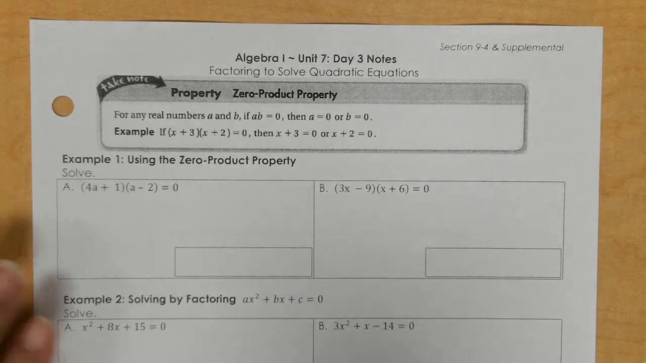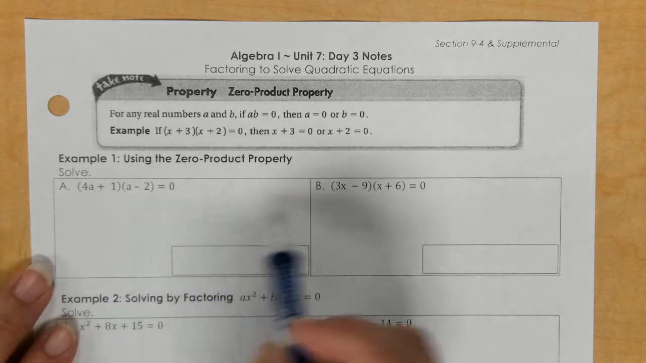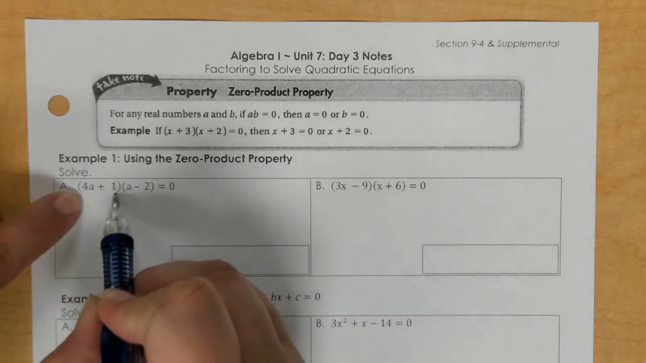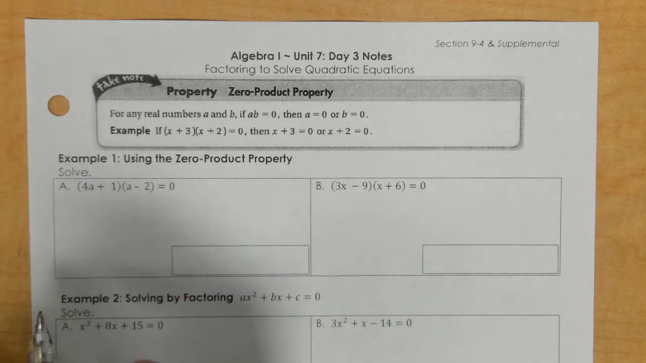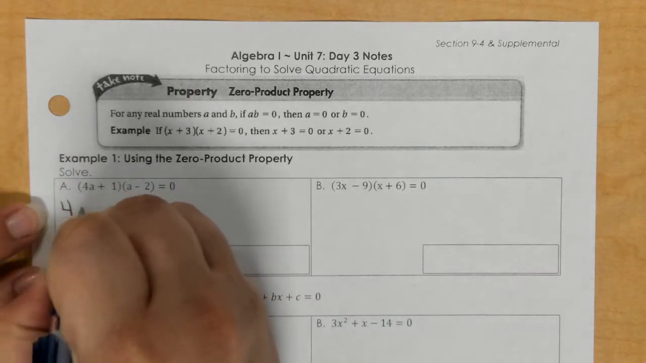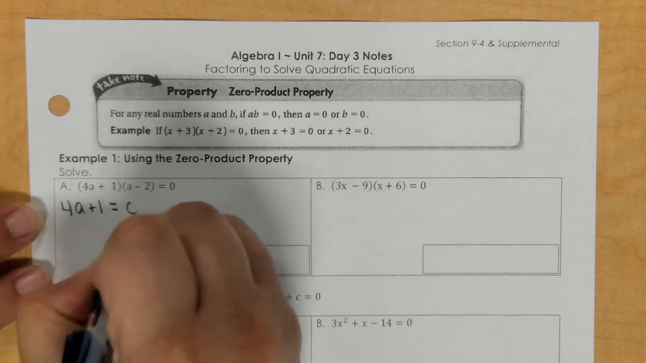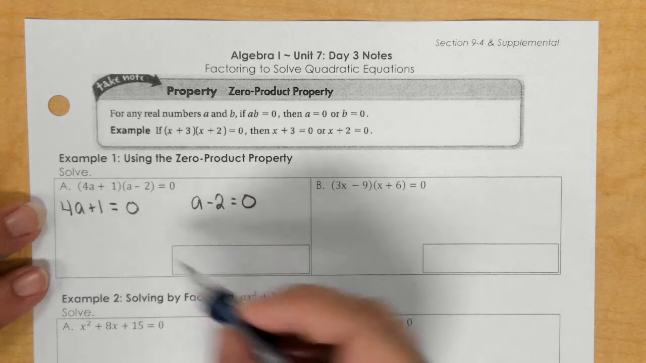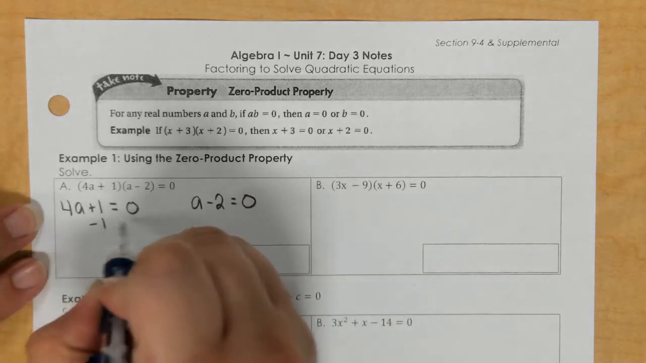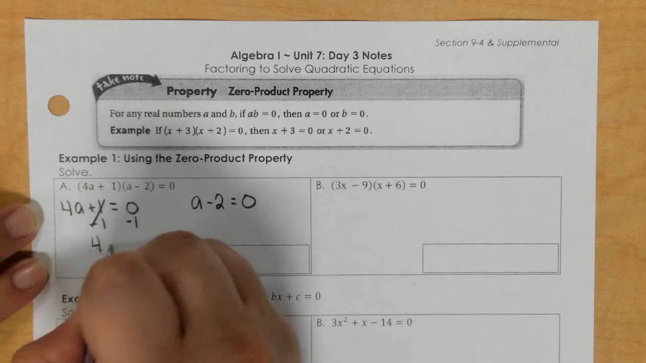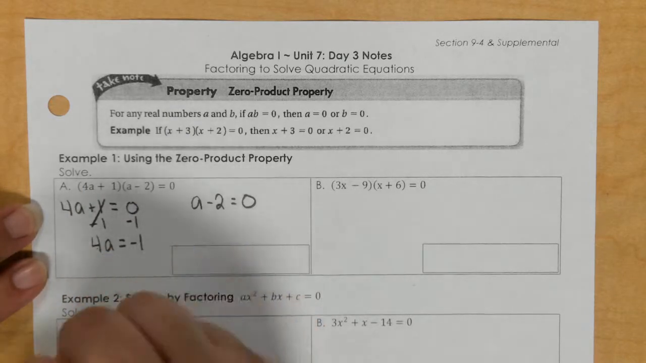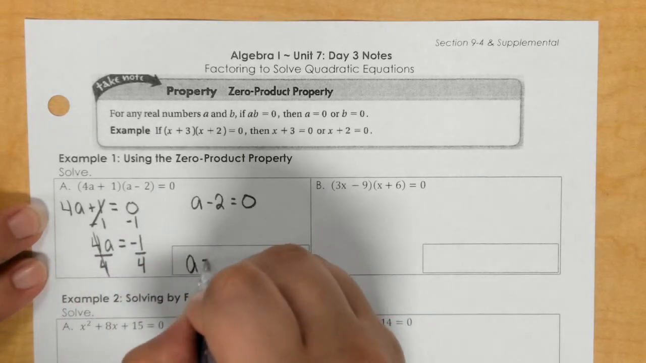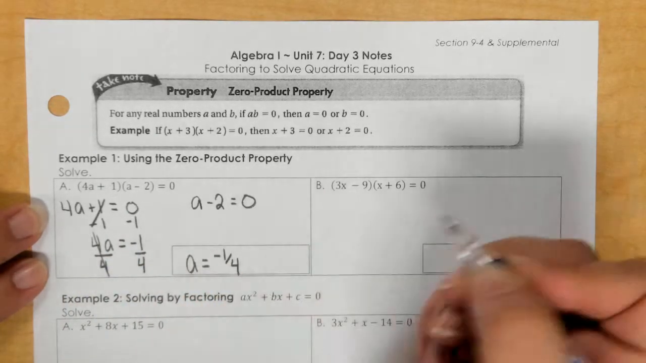For day 3 notes, sample 1 says to solve each one of these using the zero product property. And all that means is that you take each expression and you set it equal to 0. So it would look like 4a plus 1 equals 0 and a minus 2 equals 0. And then you would just solve each one of those equations. So for this one, I would subtract 1. And then I would divide by 4. And that would give me negative 1/4.